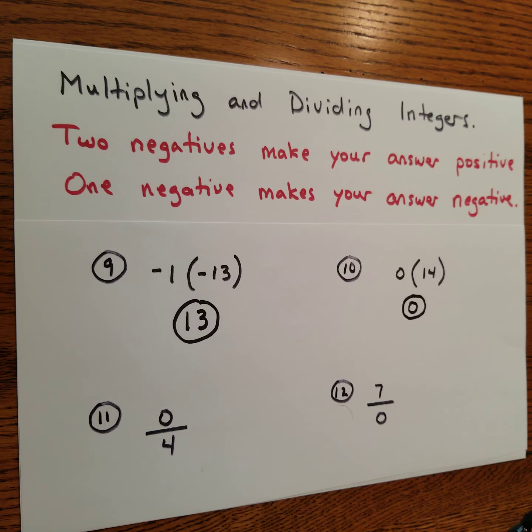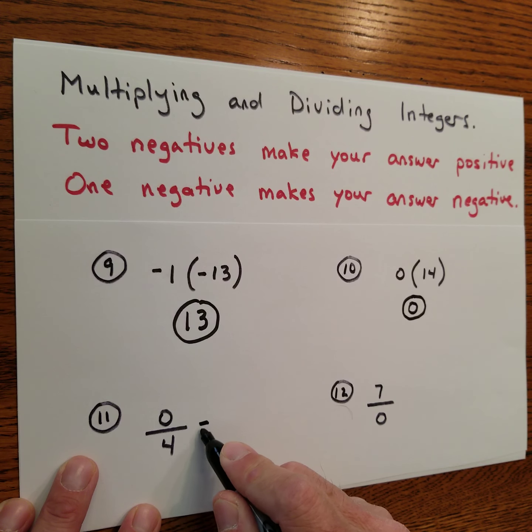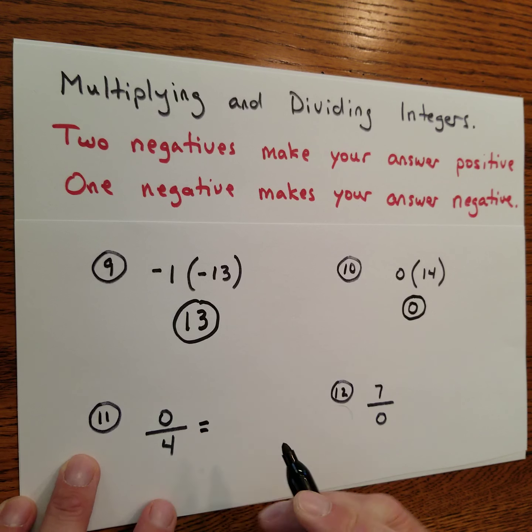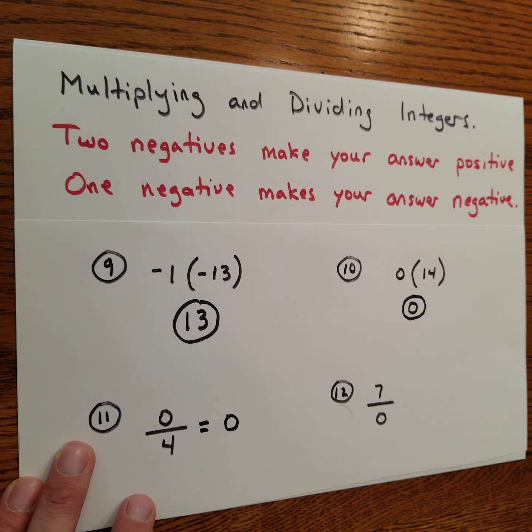Now, division with 0 is a little tricky. 0 divided by 4, that's equal to 0. Think of it this way. If I have $0, can I divide that up amongst 4 people? Well, sure. Each of the 4 people would get $0.